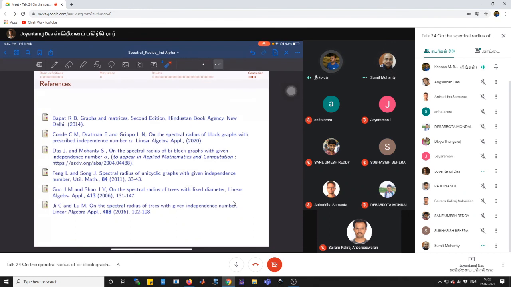Maybe I have a question. I don't know if it is meaningful or not. You are defining biblock here. Now we can think of the combination of blocks and bipartite blocks, right? Each block is either a complete graph or a complete bipartite graph. Whether this question will make sense for that class, or whether your technique will solve that problem also.